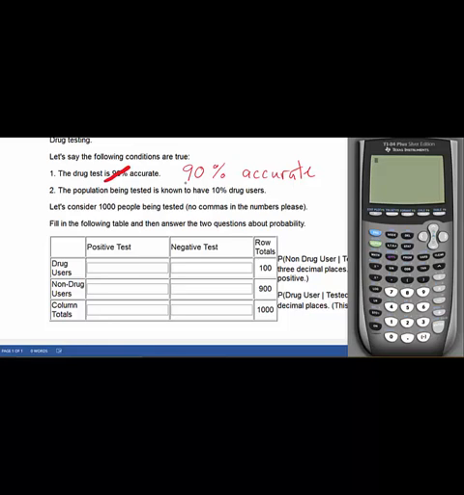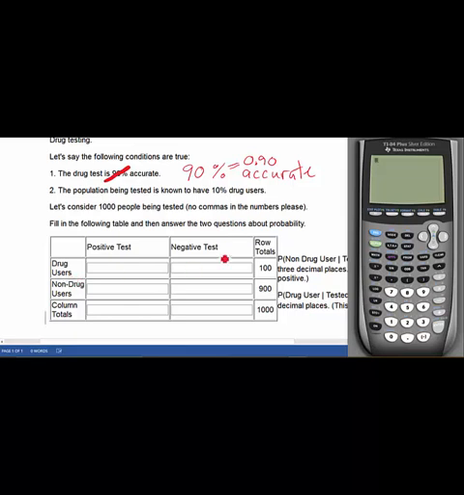So I'm saying that the test is only 90% accurate. So we know that if we convert a percent to a decimal, this is equal to 0.90. So here's what I want to do. I want to fill in this table as best I can using my calculator and trying to figure out the numbers. So let's take a look at this.